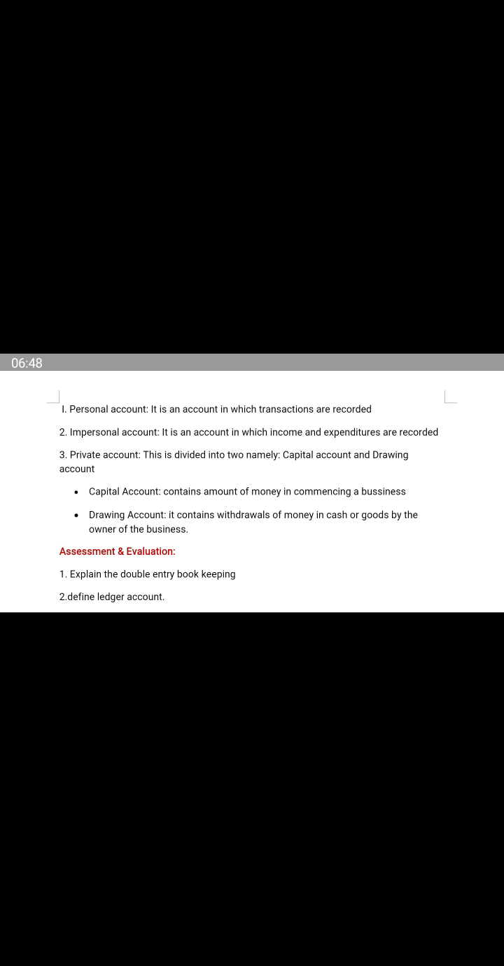With this, we can now differentiate or give examples of different classes of accounts, and state the difference between bookkeeping and double entry bookkeeping accounts.